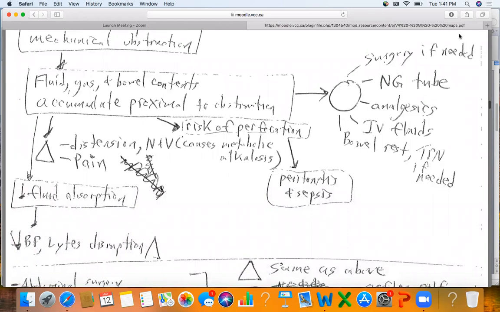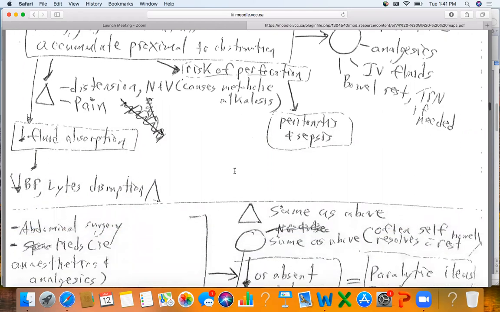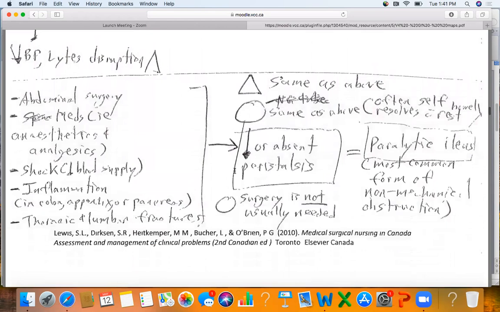I'm going to talk about these things more after we quickly go through non-mechanical, because non-mechanical bowel obstructions are things we see much more commonly on the general surgery ward, and these apply to it. So I'll come back to these points in a minute. First of all, what are some causes of non-mechanical bowel obstruction? Here they're listed.